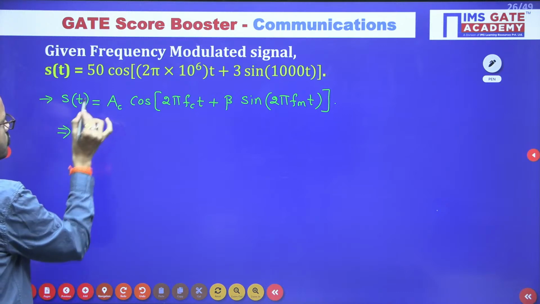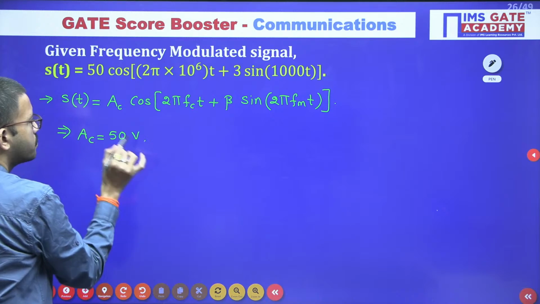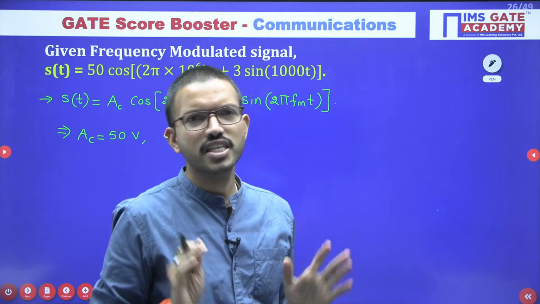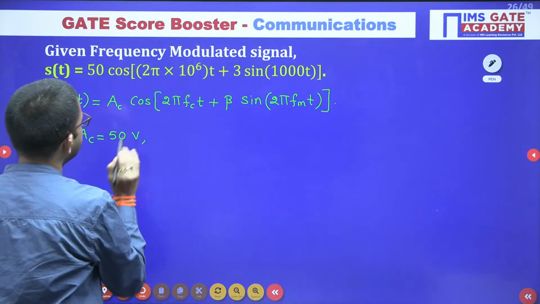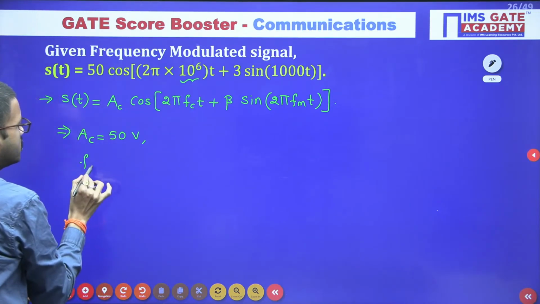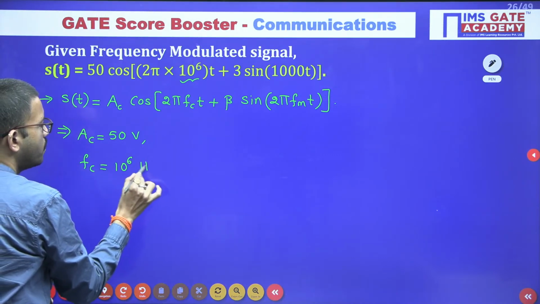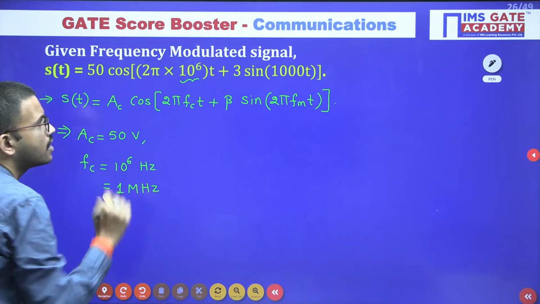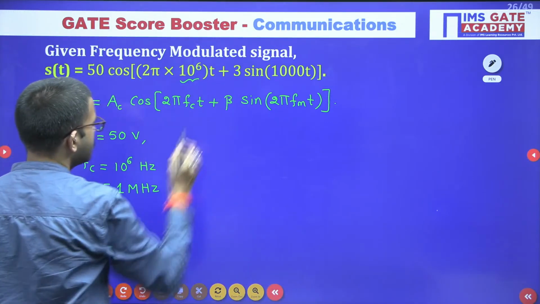When you compare these two equations, AC is nothing but 50. For the modulated signals, we are representing in terms of voltage, so AC equals 50 volts. Here, cos 2 pi FC, FC is nothing but 10 power 6 Hz. So 10 power 6 Hz, we can write as 1 megahertz. 10 power 6 is nothing but 1 mega, 10 power 3 is nothing but 1 kilo. Next, beta is nothing but 3.